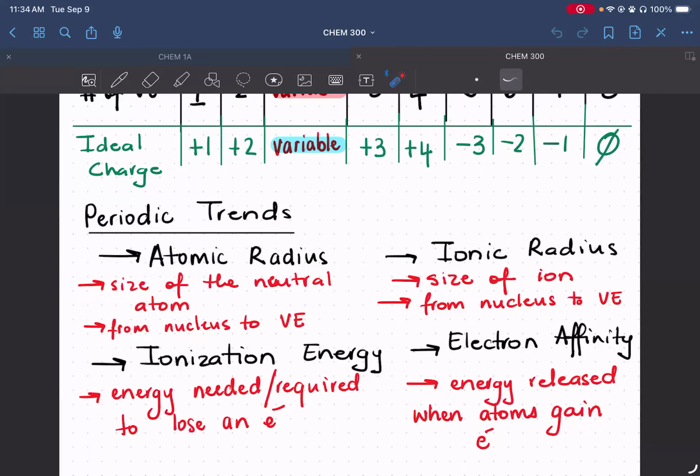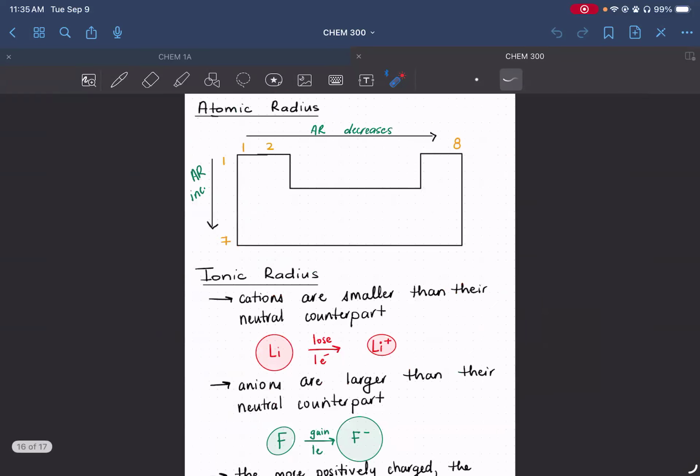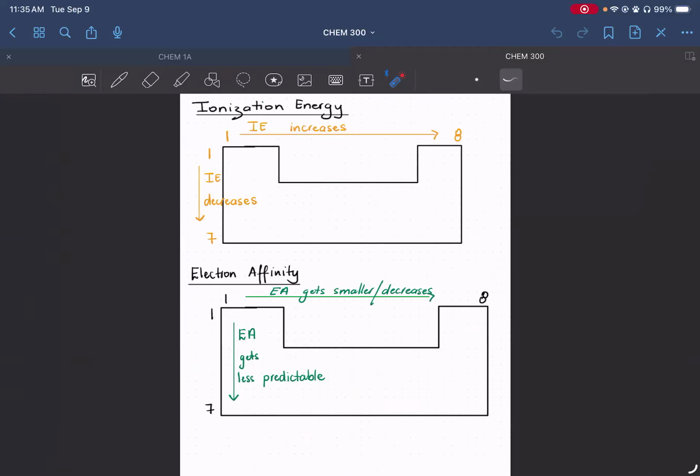That then gave rise to our conversation of periodic trends, where we talked about things like atomic radius, ionization energy, ionic radius, and electron affinity. And of course, we just went over the general trends and directions for these concepts.